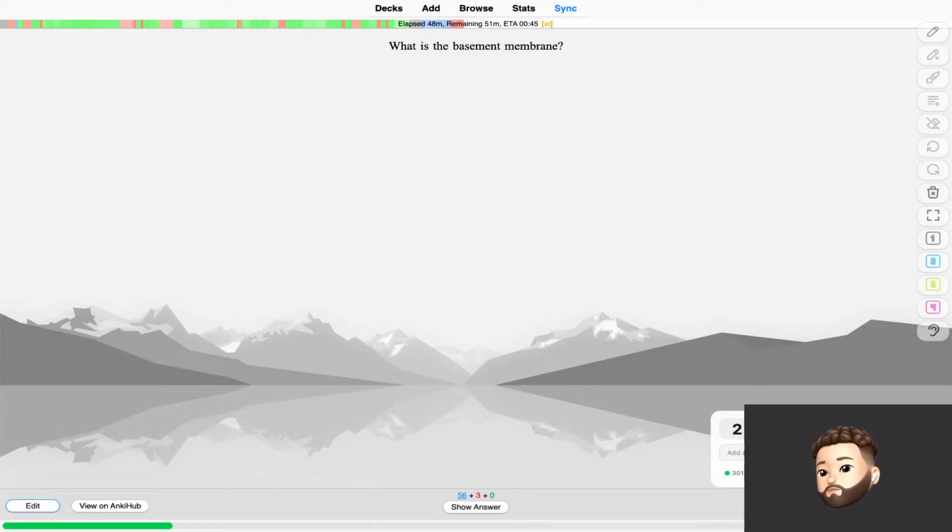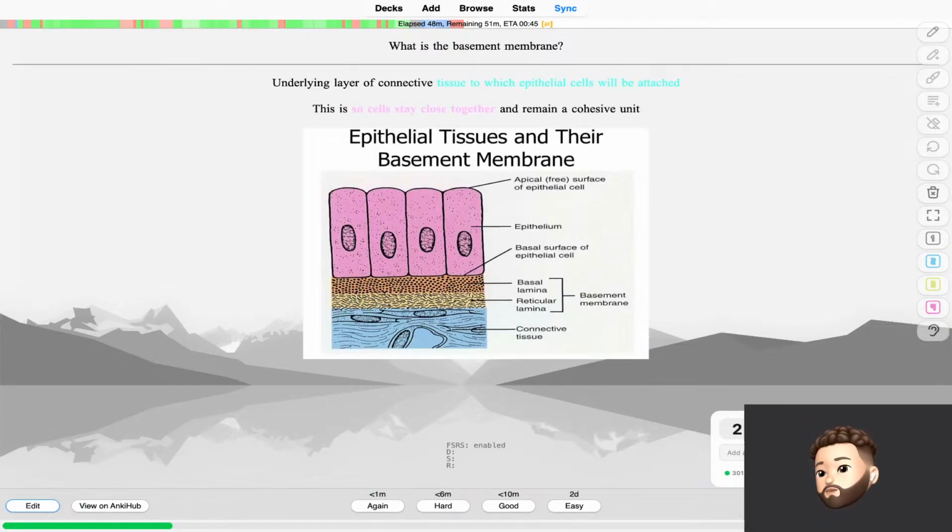What is the basement membrane? Underlying layer of connective tissue to which epithelial cells are attached.